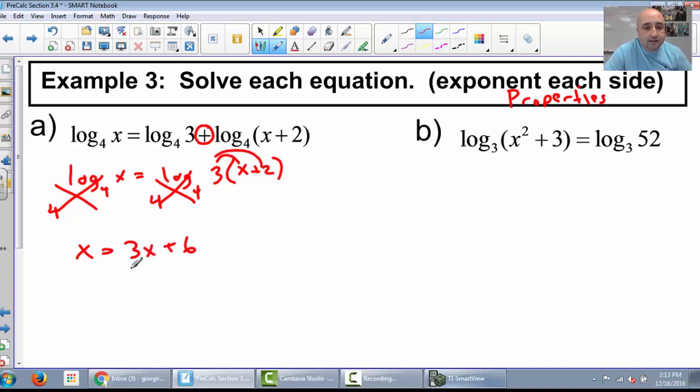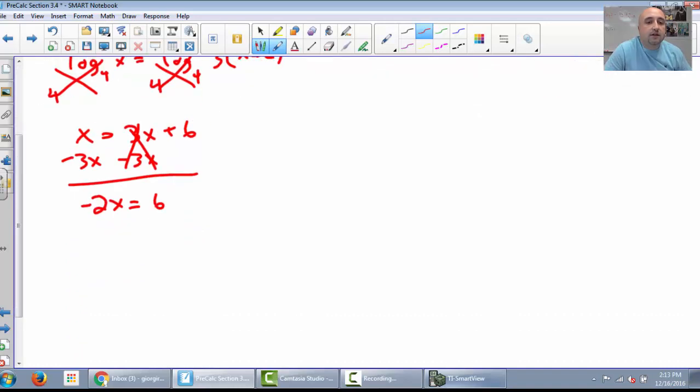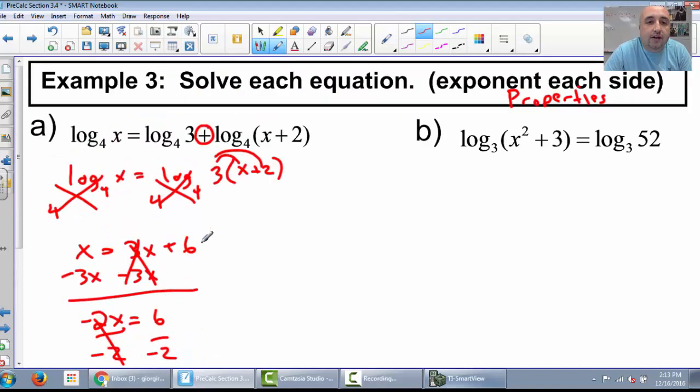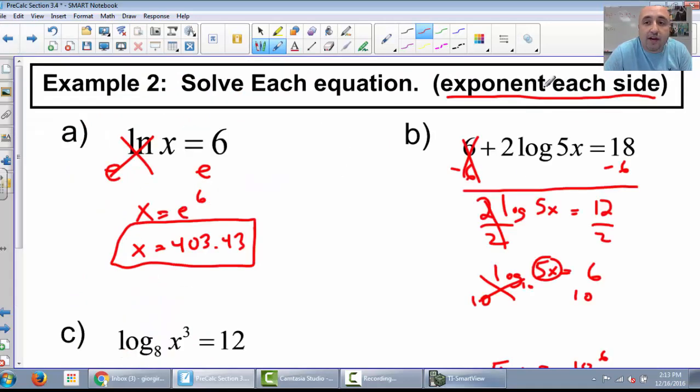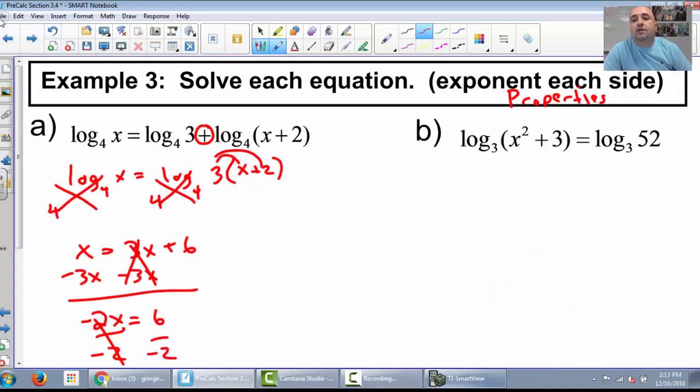Okay, so let's solve this. I'm going to subtract 3x, and I get negative 2x equals 6. And then divide by negative 2, divide by negative 2, I get x equals negative 3. Okay, so once again, we combined our logs using our properties, and then we did the same thing we just did on example 2 by exponenting each side. Okay, please remind me, we'll do this problem together, but you're probably going to want to do 3 raised to the, and I think you'll be able to get that pretty easily. Okay, remind me, we'll do that one in class tomorrow.